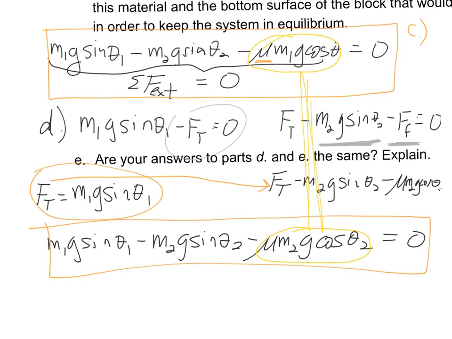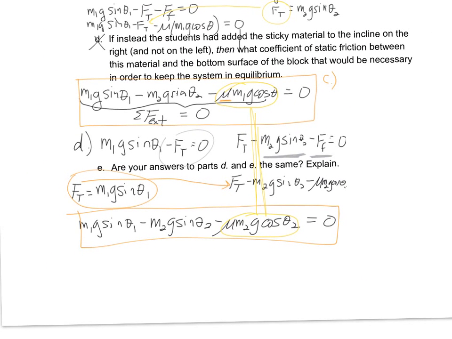Okay, so of course for part E, if you read the question, the answers to part D and E are not the same. How could they be? Because these two equations are different. They differ by what mass is located in this spot or here in this spot. Okay, and the actual values for mu I'm not too concerned with. It's easy enough to plug in numbers for M1, theta 1, M2, theta 2, and solve for mu in each case. All right, that concludes this problem. Stay tuned for more.